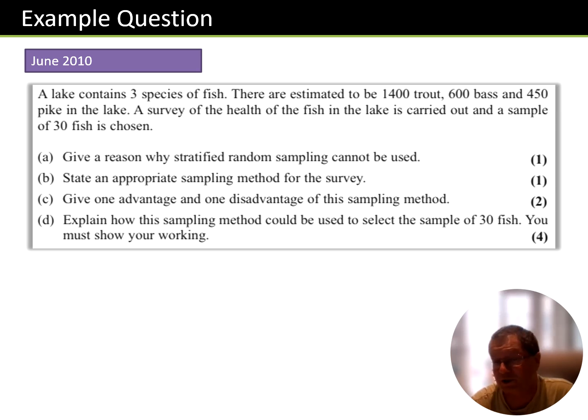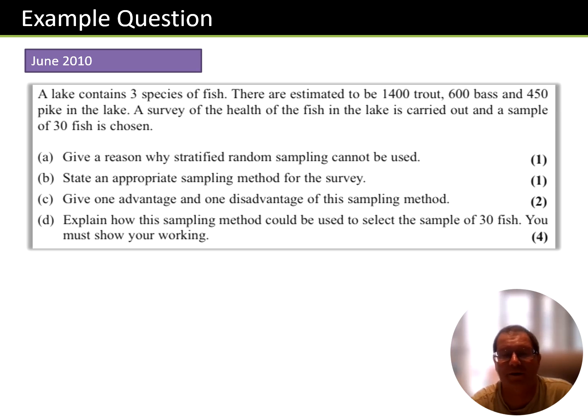But of course, I would potentially like to put it into strata, in which case, if I can't do it with a sampling frame, I can't do it with random sampling. I'm going to be using quota sampling because that still involves groups. So I've only read one sentence, let's carry on. There are estimated to be 1,400 trout, 600 bass, and 450 pike in the lake. That's jumping out at me that I want to put them into groups, but I can't use stratified sampling because I haven't got a sampling frame. You might say, well, there are 1,400 trout. Well, no, it's estimated that there are 1,400 trout and 600 bass, etc. We don't actually know and we can't make a list.